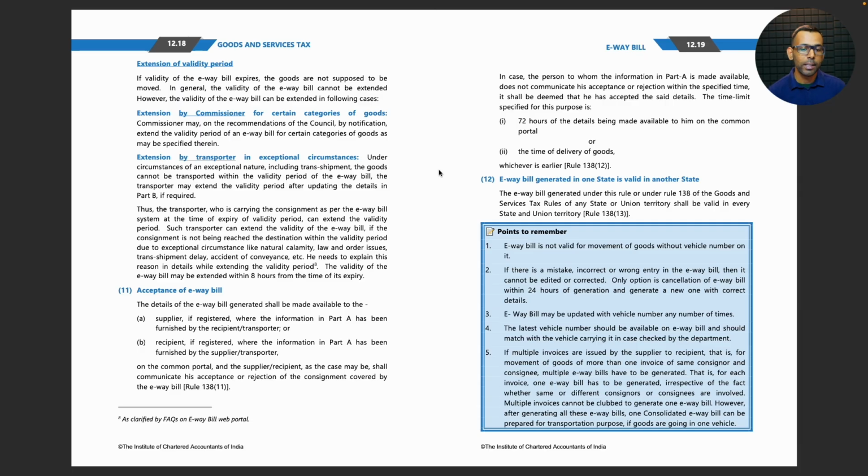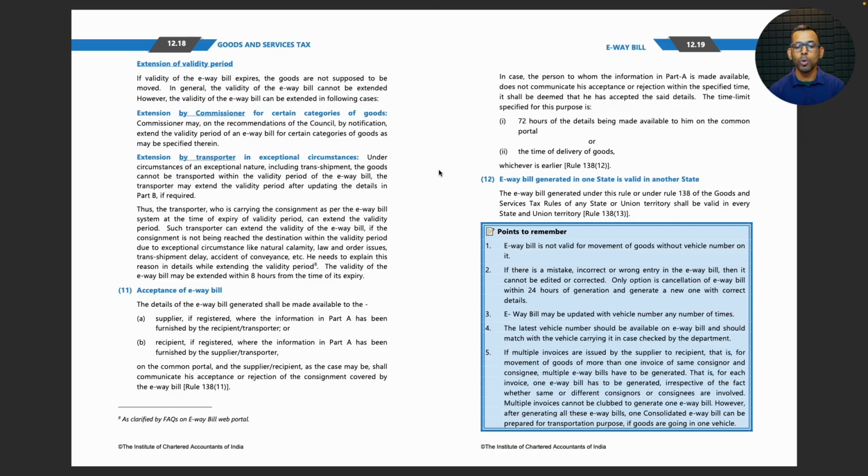Extension by transporter in exceptional circumstances. Under circumstances of exceptional nature, including transshipment, the goods cannot be transported within the validity period of the e-way bill. The transporter may extend the validity period after updating the details in Part B if required.